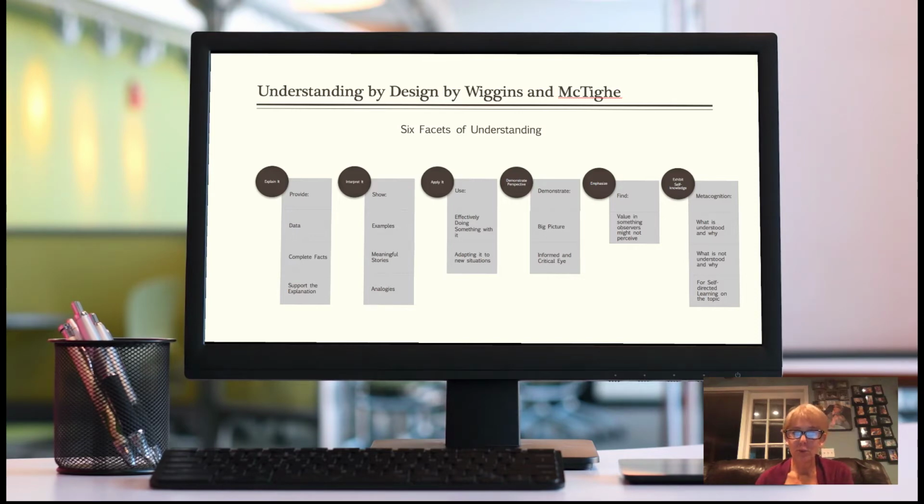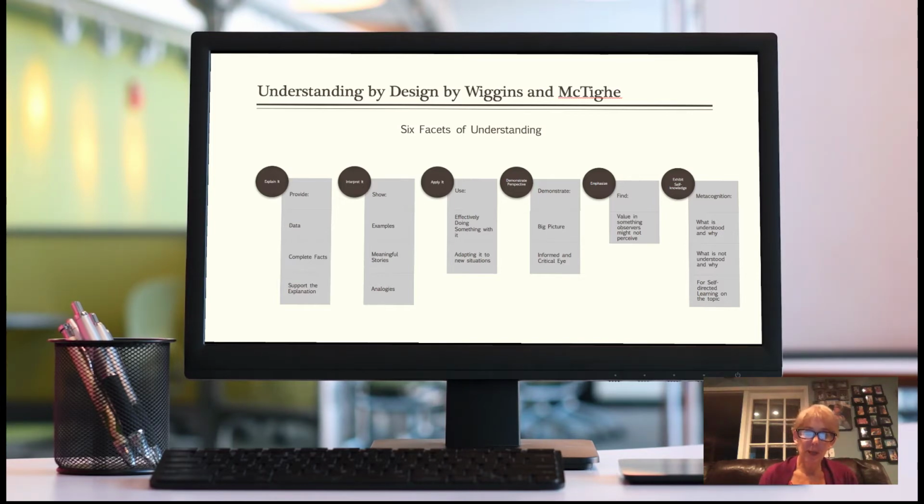You want them to be able to interpret it. You want them to be able to apply it. You want them to be able to demonstrate a proficiency with this knowledge. You want them to be able to emphasize what's important in the newfound knowledge. And you also want them to be able to exhibit self-knowledge of their level of understanding.